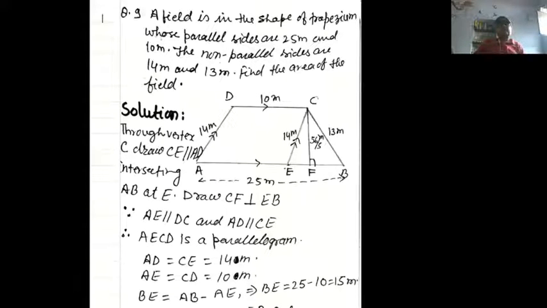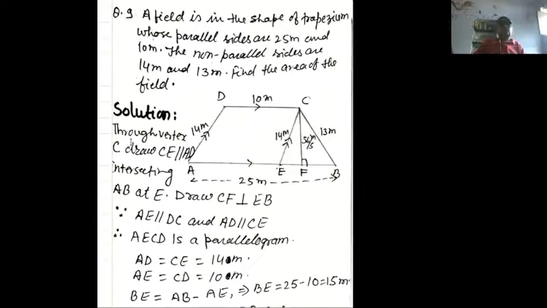Here in the question, in trapezium, two parallel sides are 10 meter and 25 meter, and non-parallel sides are 14 meter and 13 meter. And we have to find out the area of trapezium ABCD. As we have done in question number 2, part 3. Same process.